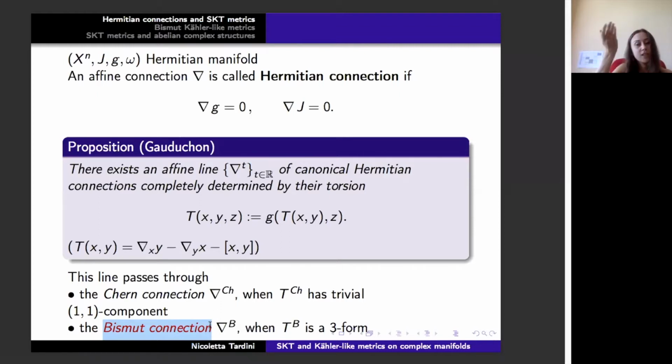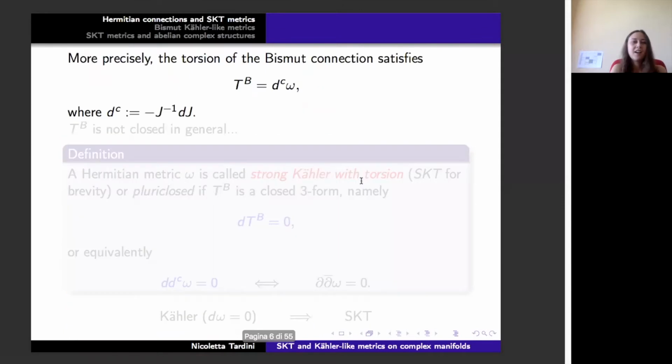The Bismut connection, by definition, is the unique Hermitian connection, so it preserves both the metric and the complex structure, and the torsion here is totally skew-symmetric. So the torsion is a differential 3-form. And in fact, the torsion of the Bismut connection is deeply related to the metric itself in this way. The torsion of the Bismut connection is nothing but d^c omega, where d^c is the conjugation of d by J, by the complex structure, and omega is the fundamental form. So since omega is a 2-form, this is indeed a 3-form, and coincides with the torsion of the Bismut connection.